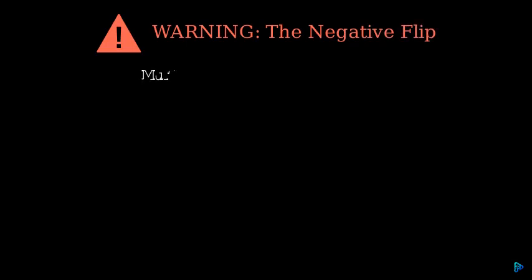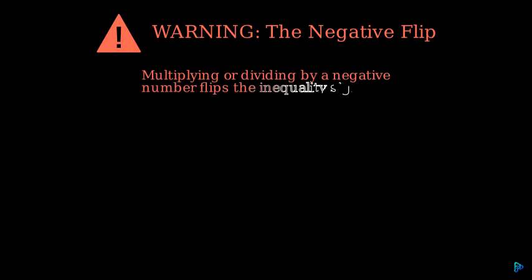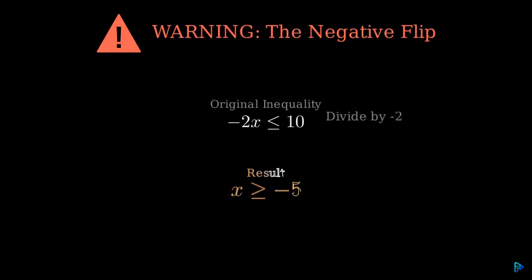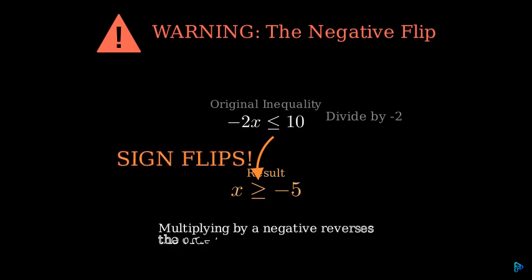When you multiply or divide an inequality by a negative number, the sign must flip. Look at this. Negative 2x is less than or equal to 10. To solve for x, we divide by negative 2. Because we used a negative number, the less than sign flips to become greater than or equal to. So, x is greater than or equal to negative 5. Why? Because multiplying by a negative reverses the order of numbers on the line.